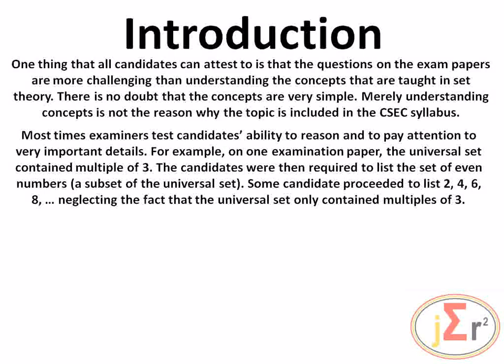For example, on one examination paper, the universal set contained multiples of 3. The candidates were then required to list the set of even numbers, and that was required to be a subset of the universal set. Some candidates proceeded to list 2, 4, 6, 8, etc., neglecting the fact that the universal set only contained multiples of 3.